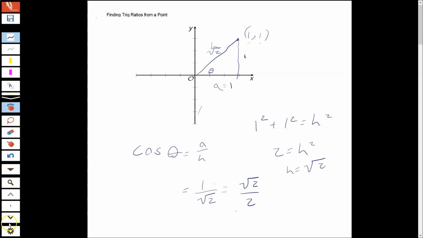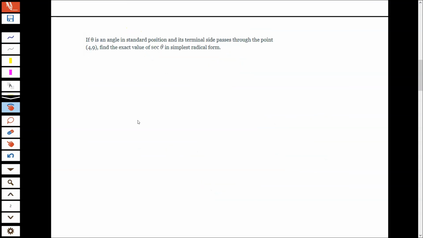Let's do a couple of examples. Okay, if theta is an angle in standard position and its terminal side passes through the point 4, 9, find the exact value of secant theta in simplest radical form. Okay, so standard position just means it looks like how we just saw. So theta is that angle from the x-axis. 4, 9 is our point.